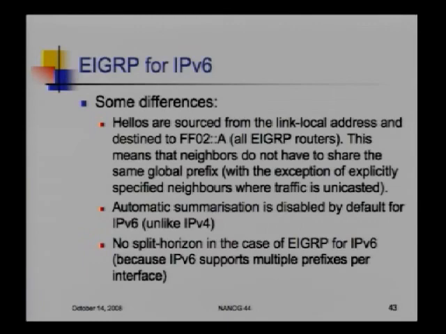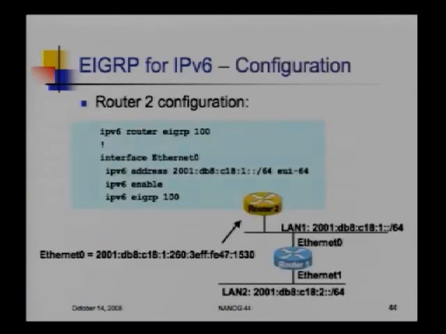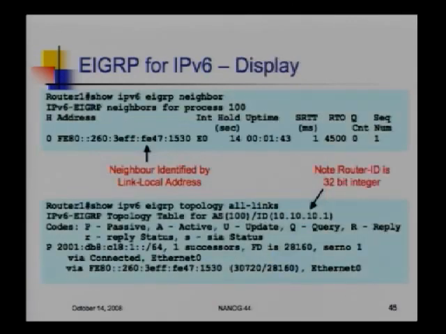There are some differences. I don't really want to bore you with them, but looking at the configuration, remember v4 would be router EIGRP something. So for IPv6, you just do ipv6 router eigrp something. And then you basically specify which interfaces are going to participate in EIGRP as an example there. For the display, rather than show ip eigrp neighbor, we've got show ipv6 eigrp neighbor. The neighbors are identified by link local addresses.